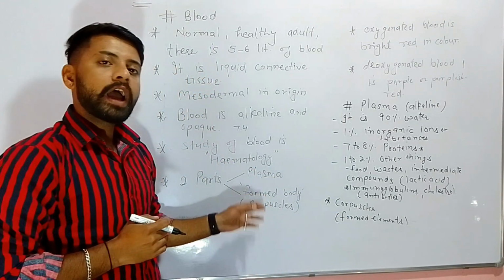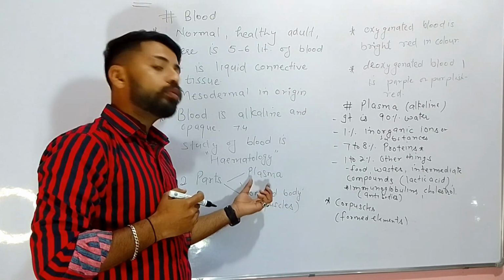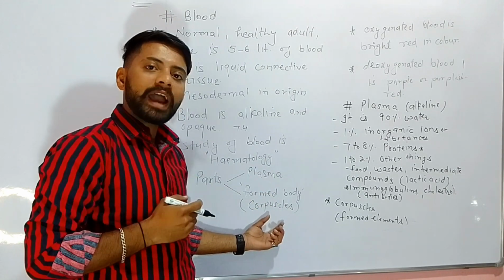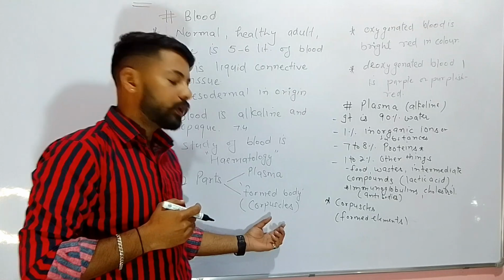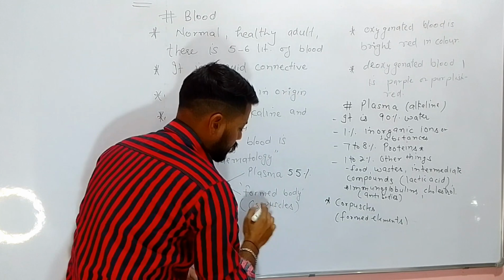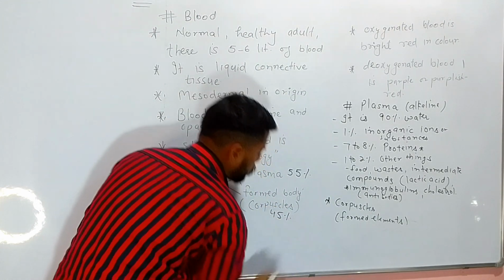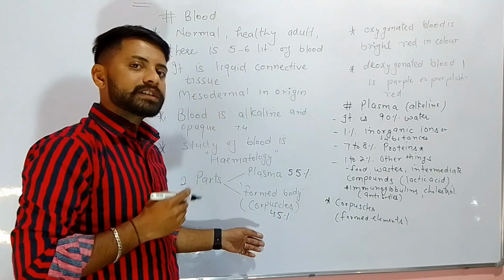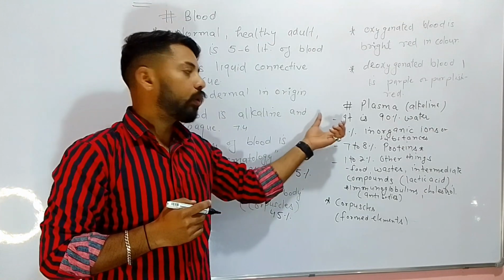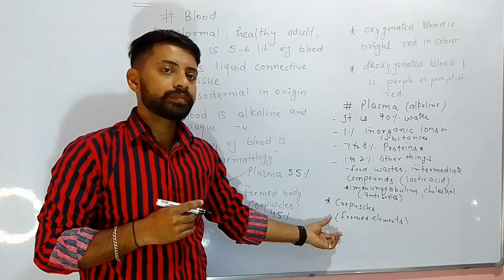Now we have to compare what percentage of the blood is plasma and how much is formed elements. Plasma makes 55% of blood, whereas formed bodies or corpuscles form 45%. This is how the percentage of the blood varies. In the next segment, we will discuss all these things, that is plasma, corpuscles, and their functions.